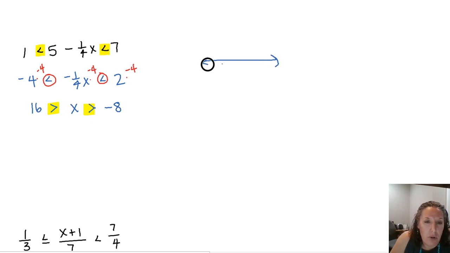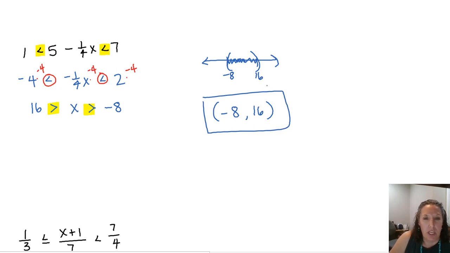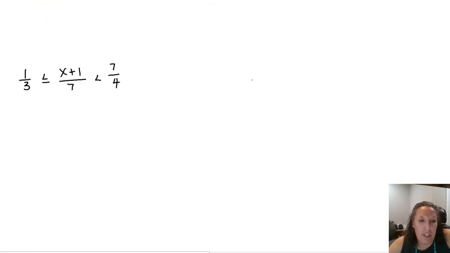We look at that on a number line. -8 is the most negative. 16 is the most positive. Our x's are going to be on the smaller side of 16 because our alligator is going to eat the 16, so that means we're shading to the left of 16. And x is greater than -8, so that means we're shading to the right of -8. Again, both of those are strictly greater thans, so we're going to have parentheses. So our interval notation solution to this will be parentheses, the interval from -8 to 16 with a parenthesis on both ends.